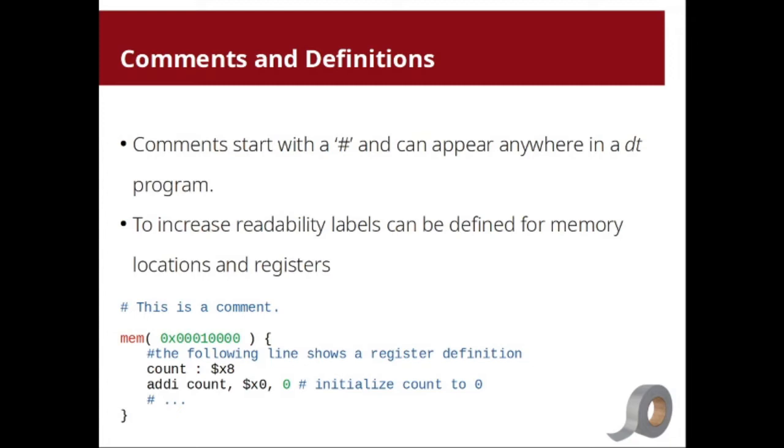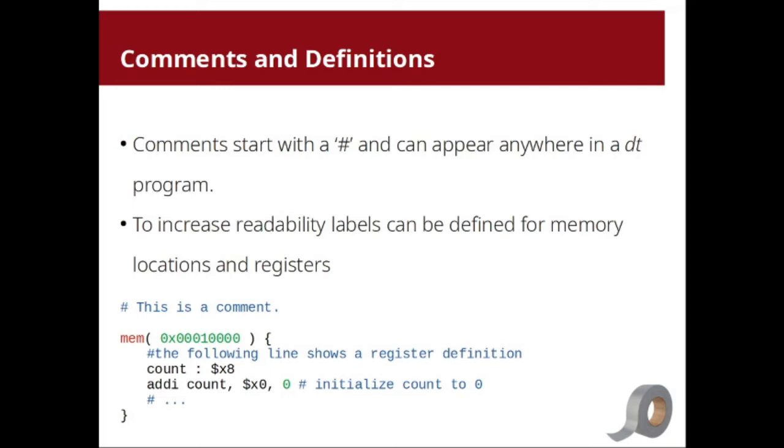So in DT, comments start with the pound symbol and can appear anywhere within a program. Also, to increase readability, labels can be defined for memory locations and registers. DT is globally scoped, so the labels defined in one DT file can also be used in another DT file without any issues.